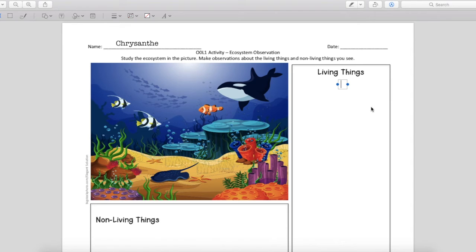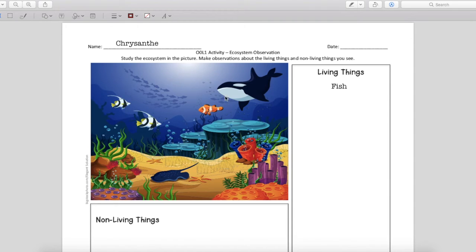So the first thing on our general list of living things was animals. So let's see what animals we can identify in this picture. For starters, I see a lot of fish. There's some fish over here, down here, another fish here, some more fish over here. So the first living thing I'm going to write down is fish. Now what are some other living things? We're going to start with the animals here. So what are some other animals we see?